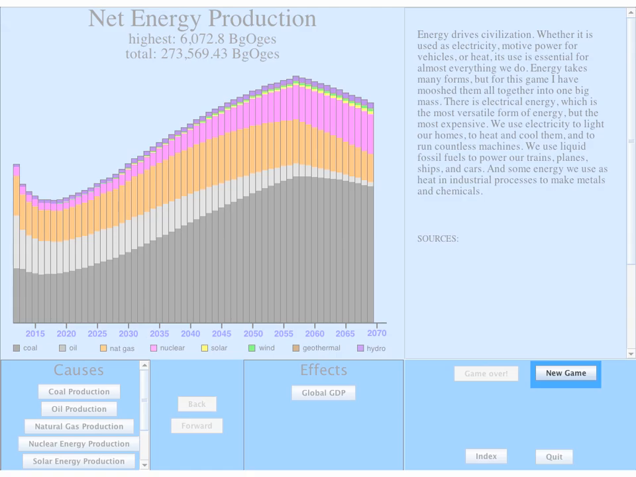You do that by simply clicking the New Game button, and the game starts over. So the idea is that the game is meant to be played many times, and each playing is actually fairly quick. Now, what are the lessons that this game teaches?